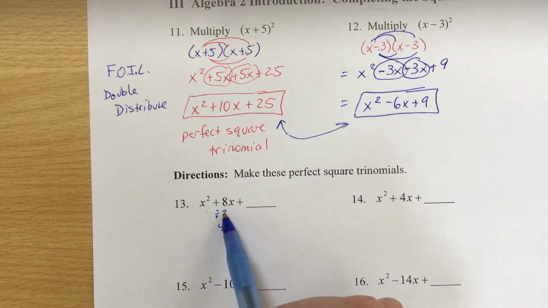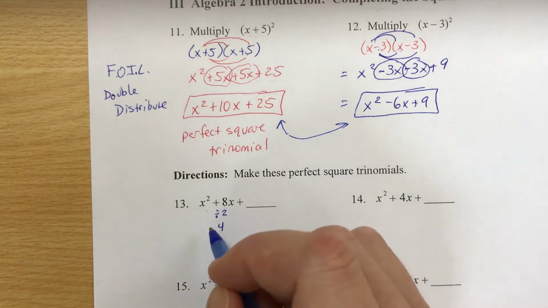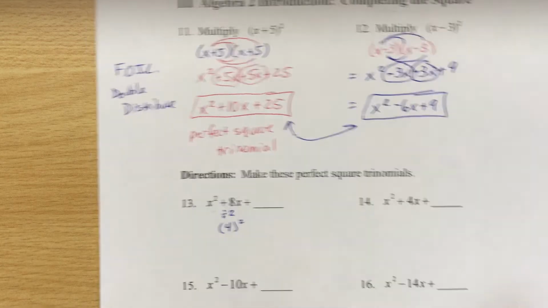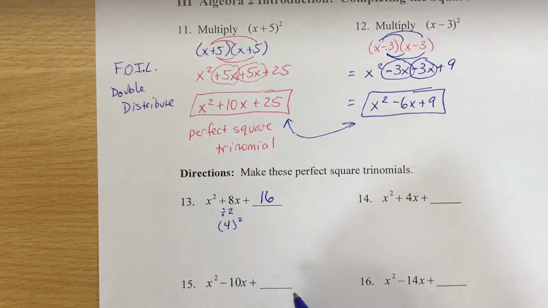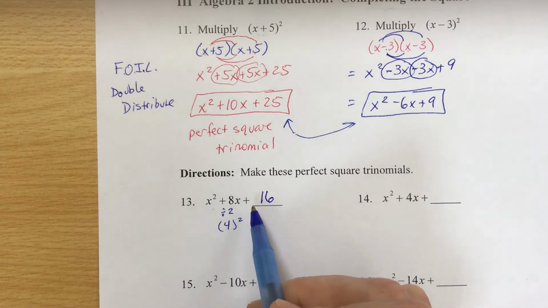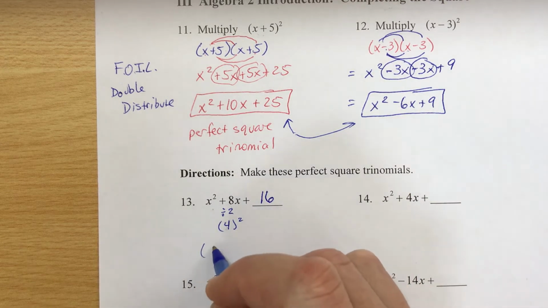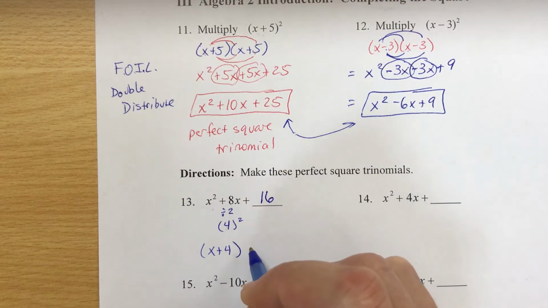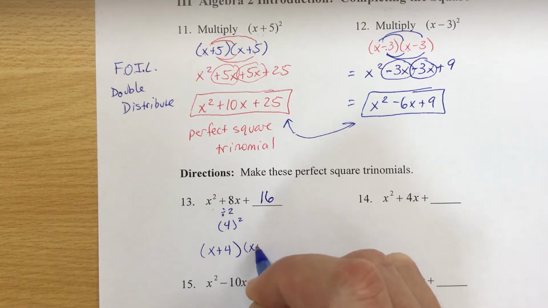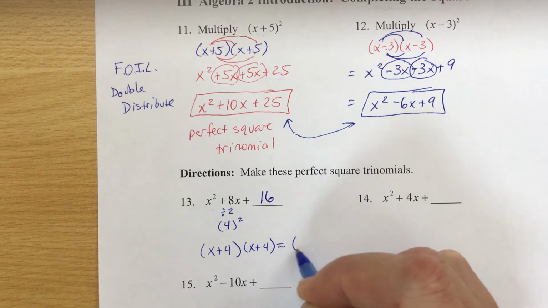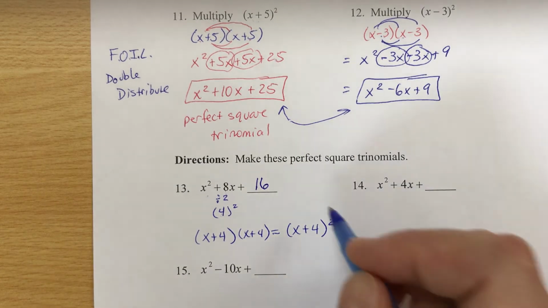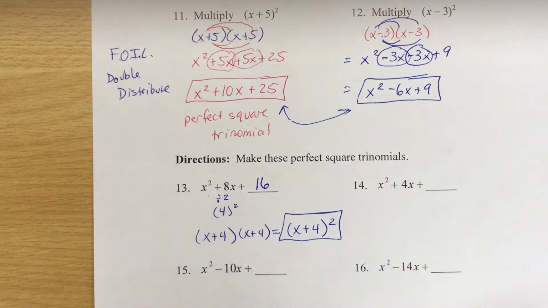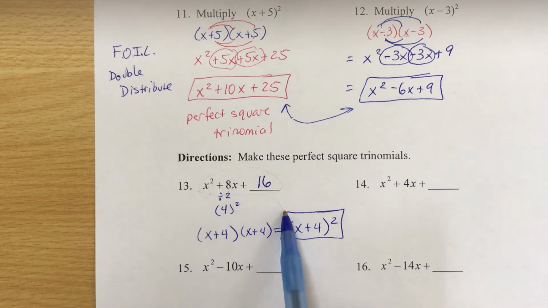So I'm going to take this number here, 4, and I'm going to multiply it by itself, or what we call squaring. 4 times 4 is 16. That's a perfect square trinomial because I can factor that to x plus 4 times x plus 4. But an even easier way to write it is x plus 4, parentheses, squared. That's what I want. That's what I'm trying to do, to take this to make this.